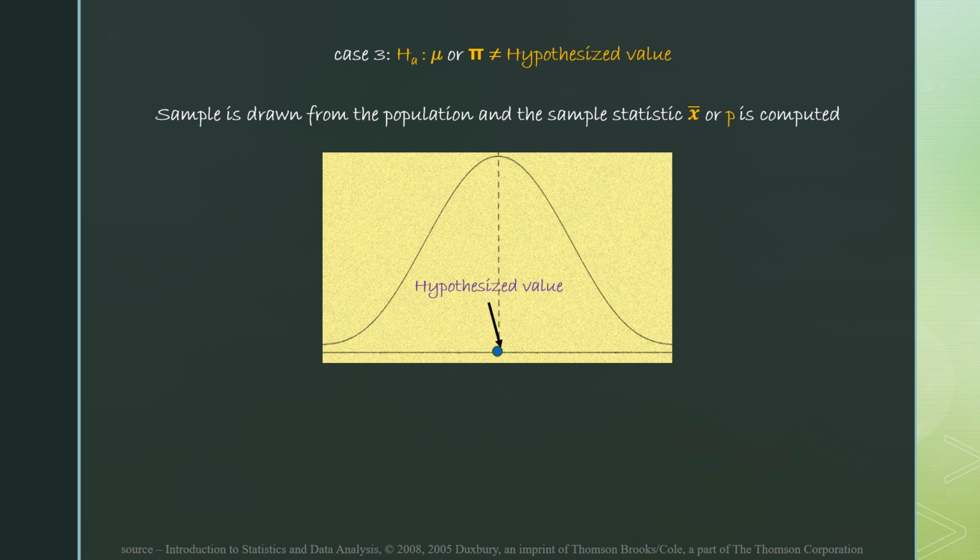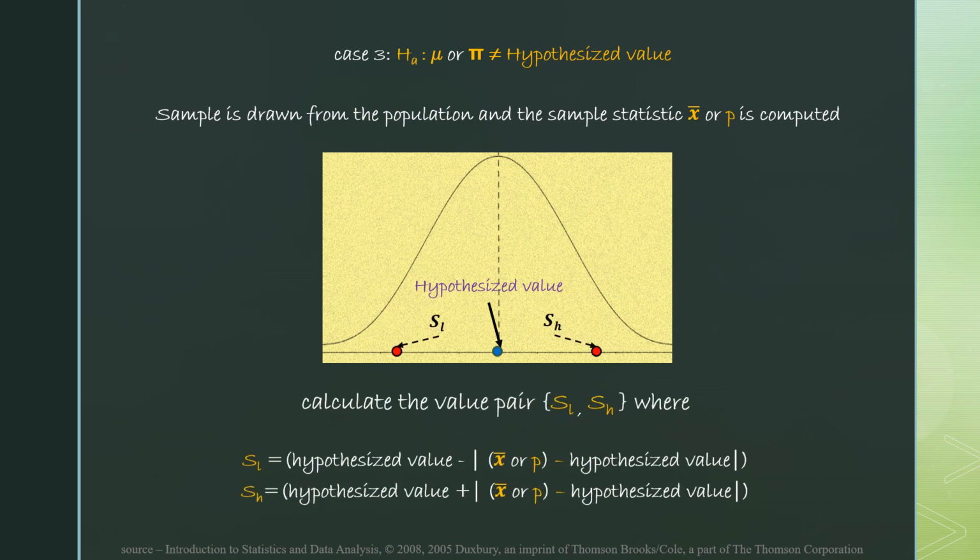Let's take the last case, case 3, where the alternative hypothesis HA is mu or pi not equals hypothesized value. Sample is drawn from the population and the sample statistic x bar or p is computed. Calculate the value pair SL and SH, where SL equals hypothesized value minus the absolute value of the difference between x bar or p minus the hypothesized value, and SH equals hypothesized value plus the absolute value of the difference between x bar or p minus the hypothesized value.